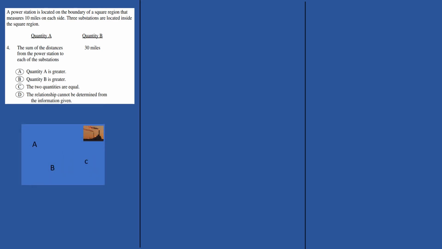Here it says you have a rectangular region with points 10 miles apart, and the power station is located on the boundary with 3 substations in it. Now it is difficult for us to find the relationship between these two because the positions can be at any point on the boundary, and these 3 points A, B, C can move, maybe diagonally opposite or close to each other or even close to the power station. We do not know what the locations are. So we cannot find the relationship between the two variables, and the answer is D in this case.